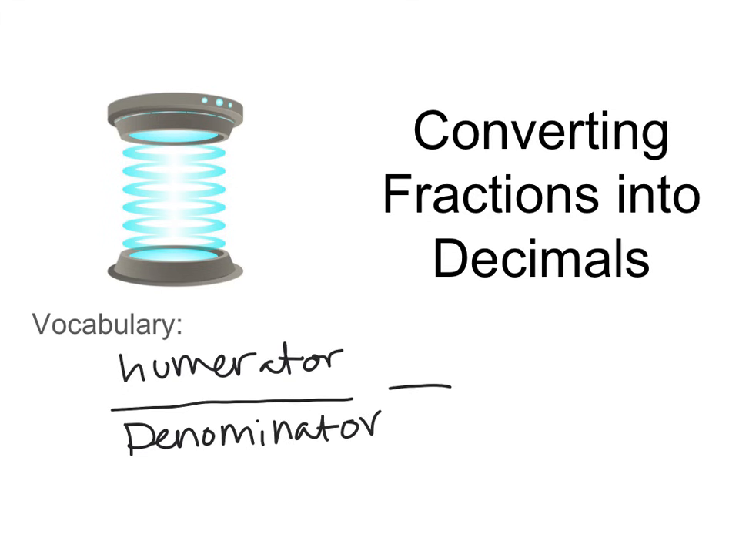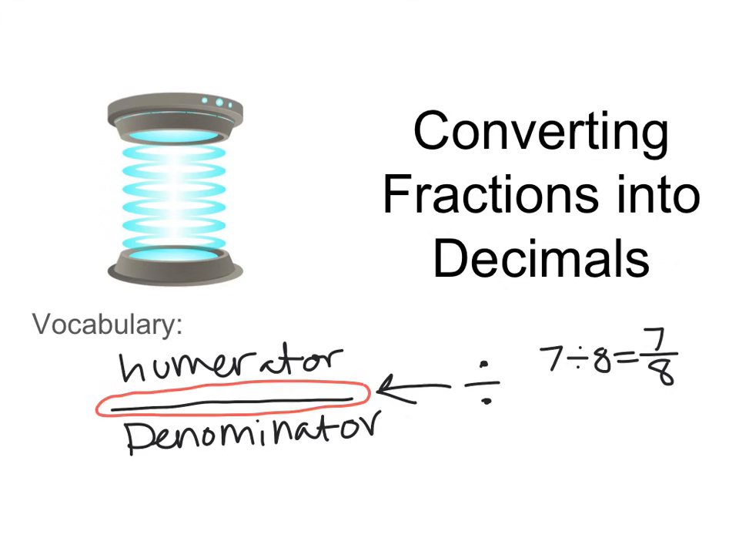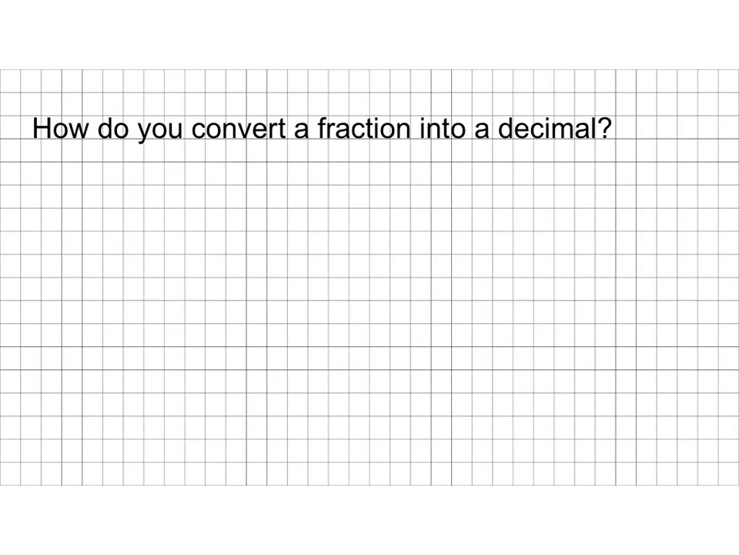and that bar in between means division. Just like how you can write 7 divided by 8 is the same as 7/8. That bar in the middle means division. So we're going to be trying to figure out how you can convert a fraction into a decimal.